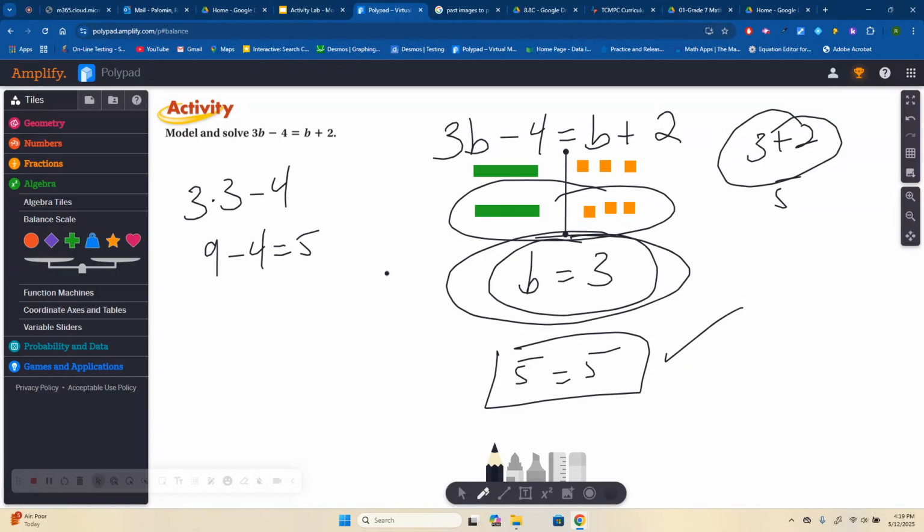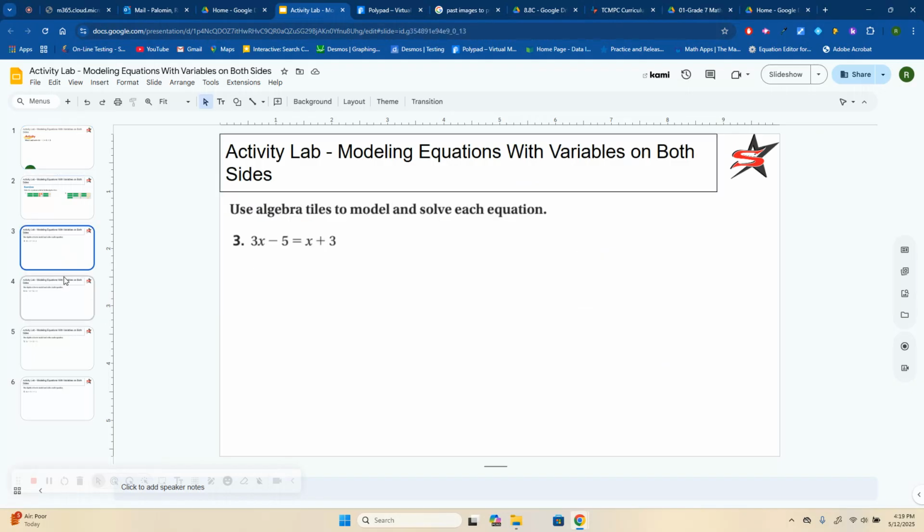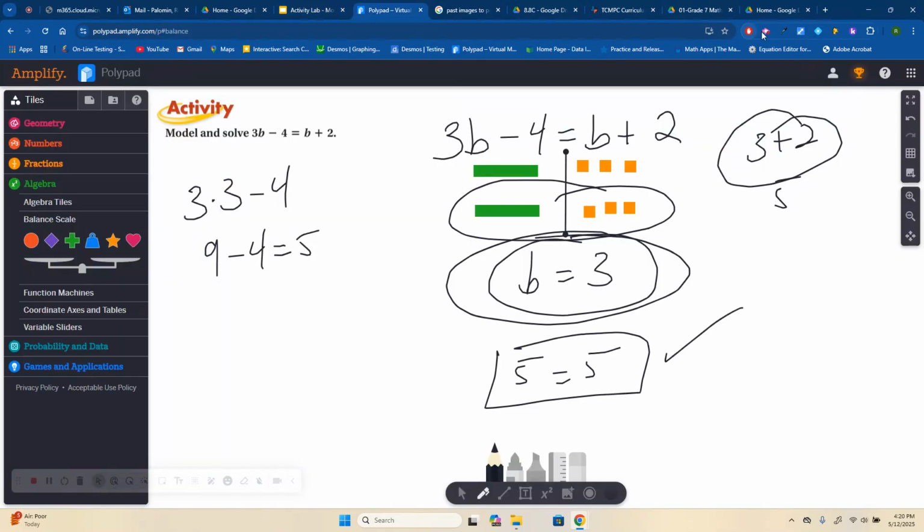And that's me utilizing algebra tiles to solve for a variable. If you're looking at this thing here, the video is right here. And then we'll look at the videos that are here. Hope this helps.